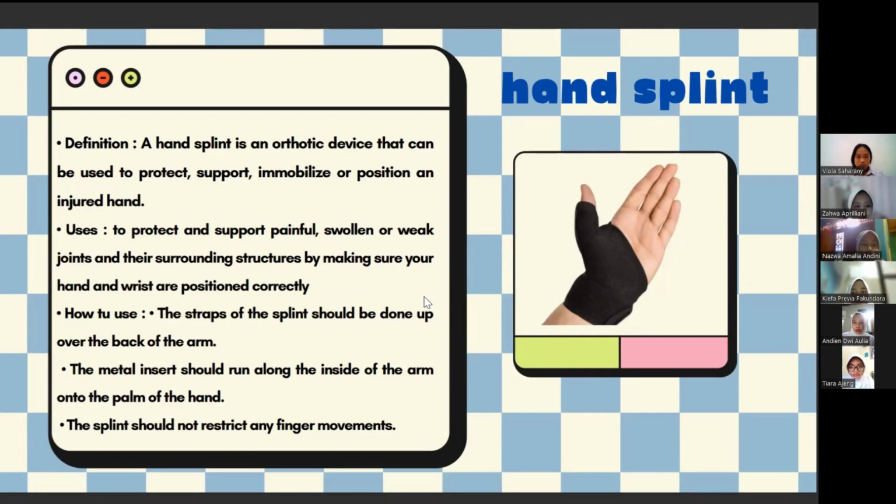How to use? First, the straps of the splint should be done up over the back of the arm. Second, the metal insert should run along the inside of the arm onto the palm of the hand. And the last, the splint should not restrict any finger movements. Okay, the next slide will be presented by Keva. Keva, time is yours.